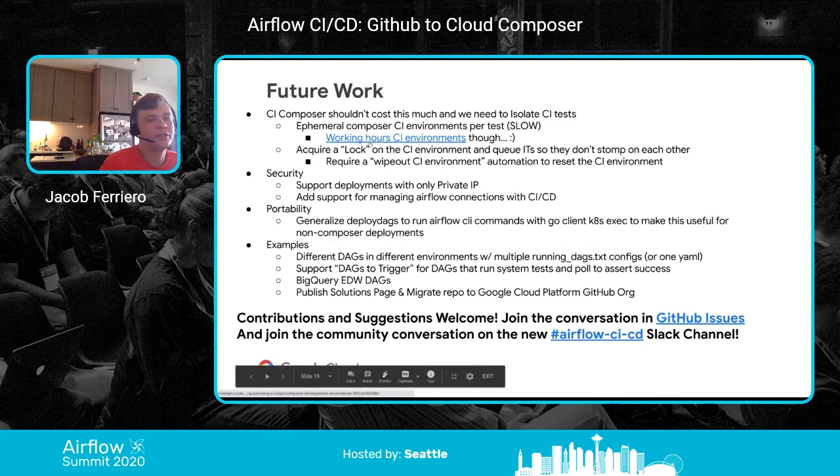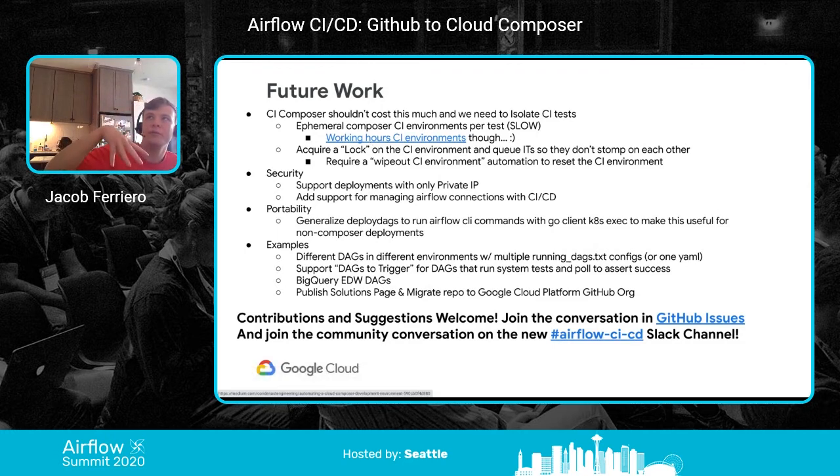One of the things we want to do is have some better test isolation. Right now, if we were to have parallel PRs on the repo, they'd both run their integration tests against the same Cloud Composer environment. And as you can imagine, they might stomp on each other and cause hard to debug failures. So we're going to be solutioning a way to lock the CI environment so that one of the integration tests basically gets stuck behind the other one.